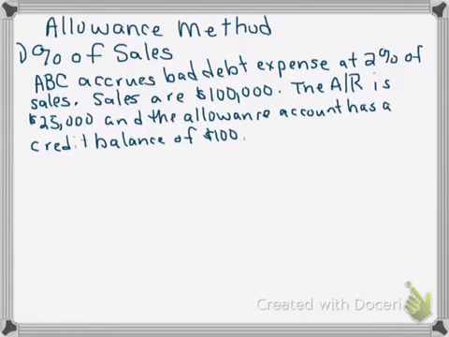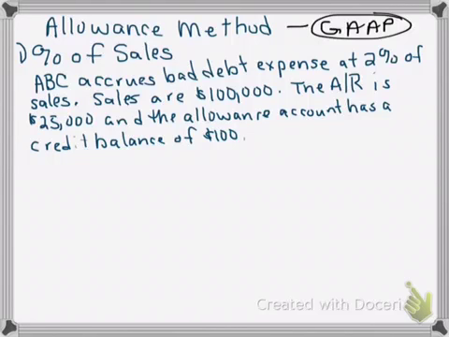The methods that are in conformity with GAAP would be those allowance methods. And so this is GAAP, the allowance methods. Now there are three different allowance methods that we could use as a company. Once a company picks one of these, they're going to stick with it because we want to make sure that our data is comparable. So we will stick with whichever method we choose.